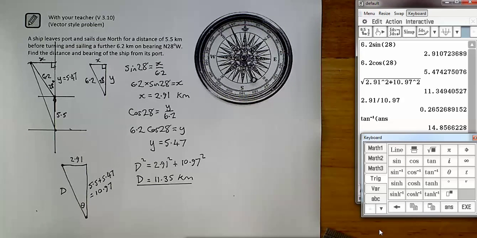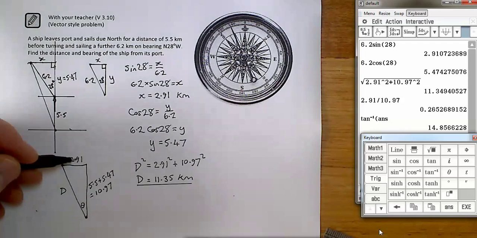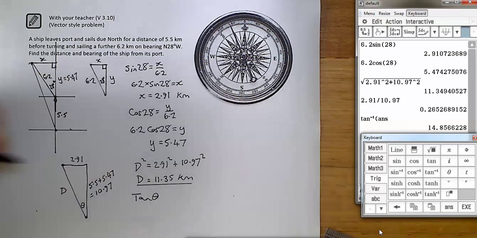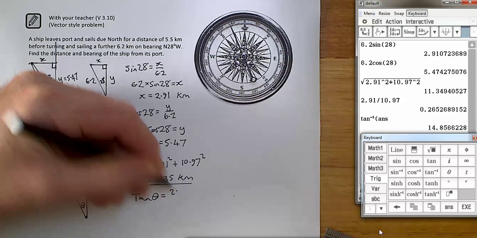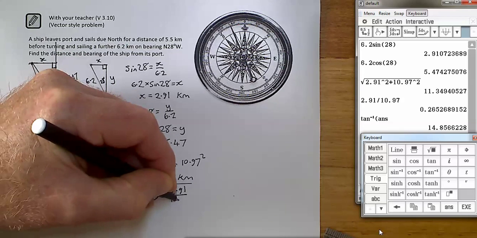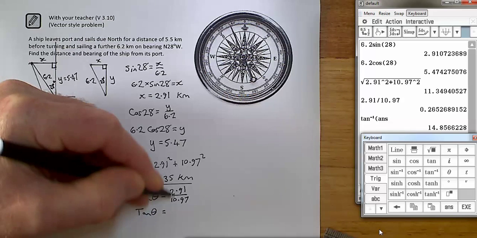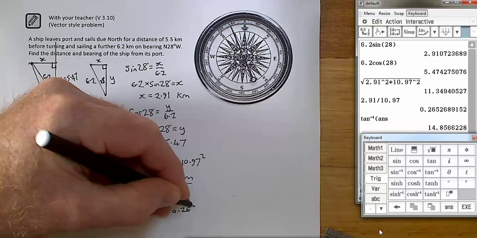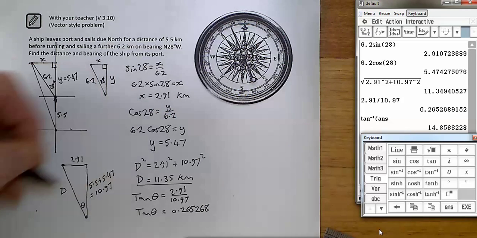We can find an unknown angle in a triangle. We say which sides are involved, opposite and adjacent. It means it's a tan question. The tan of this angle equals opposite over adjacent equals 2.91 over 10.97. Work that out as a number. It works out to be 0.265268. That'll do.